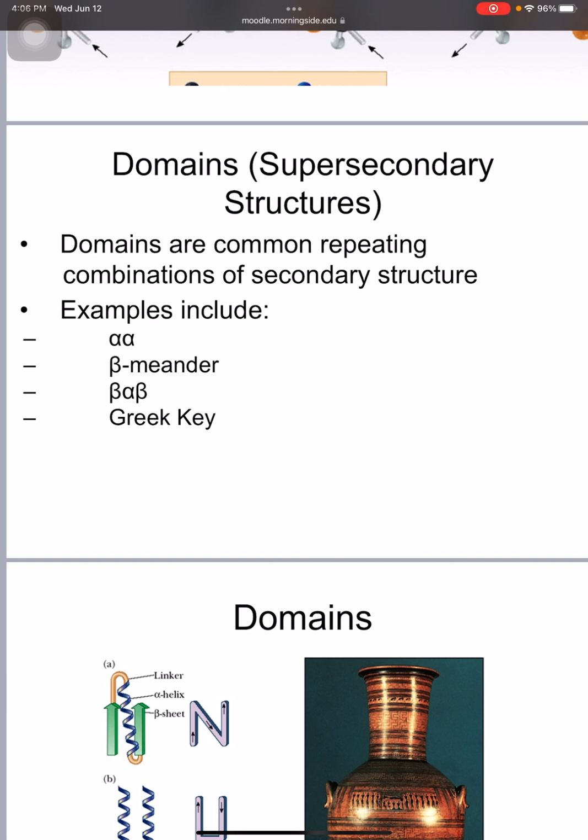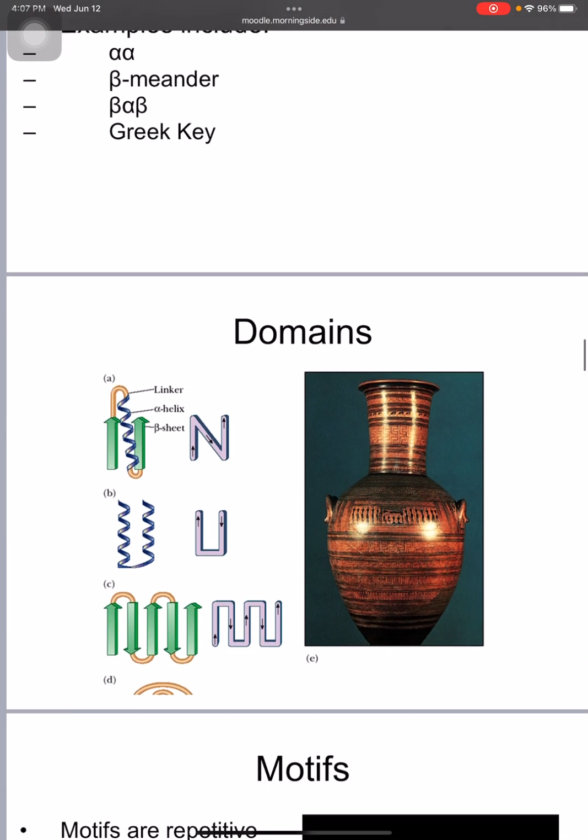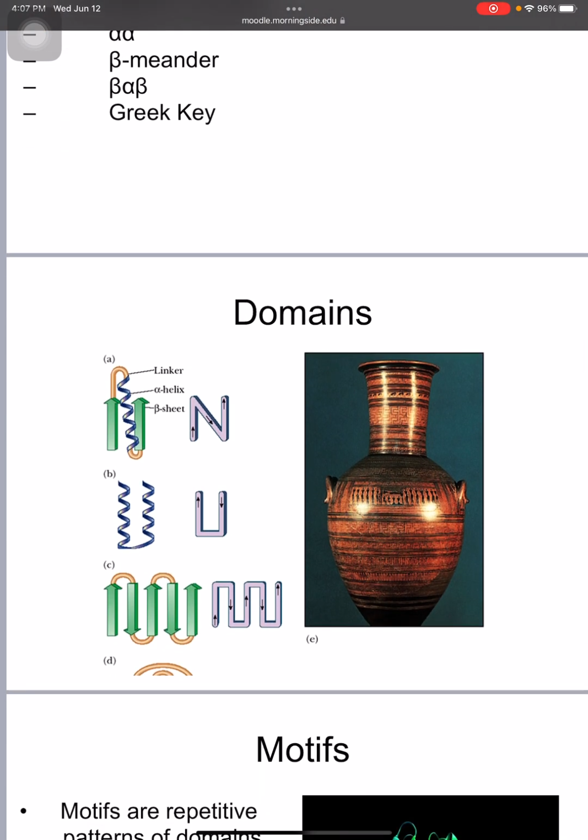If you're a very aesthetic, design-oriented person, you might like this. Just to go over some of them real quick. Alpha-alpha. That's where you have two alpha helices that are connected to each other by some sort of connecting strip. And this is usually something called a reverse turn, which I'll mention in just a minute. You can see it in part B of this photo. All right, that's an example of an alpha-alpha.